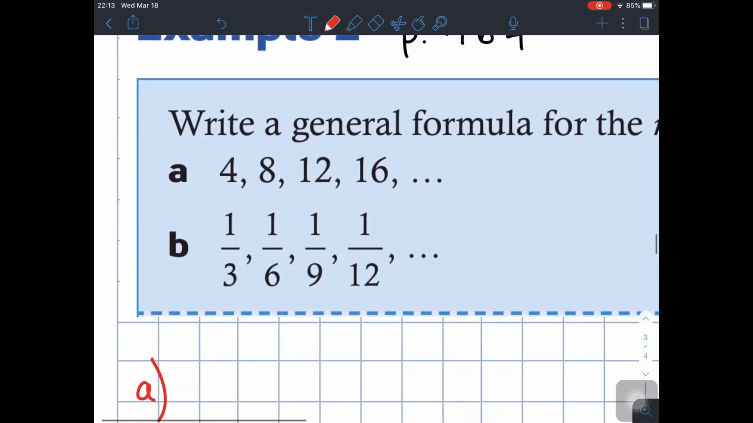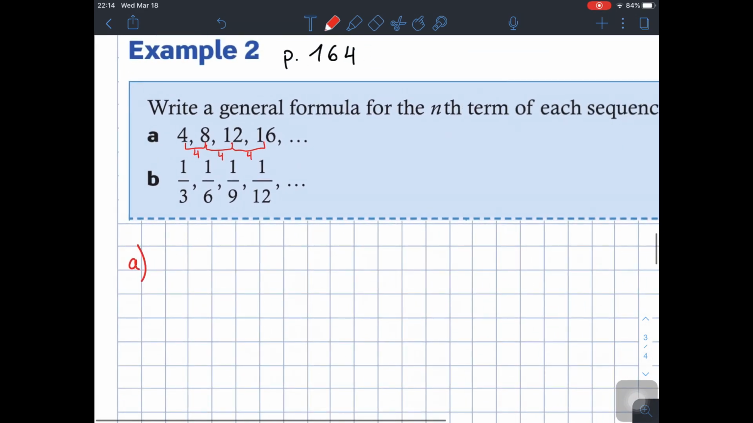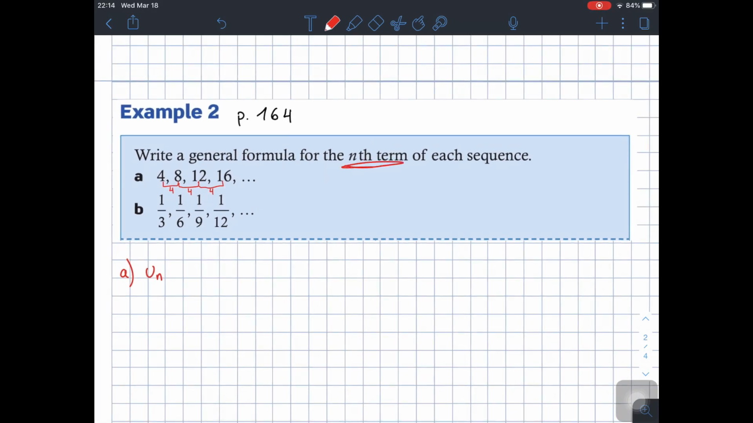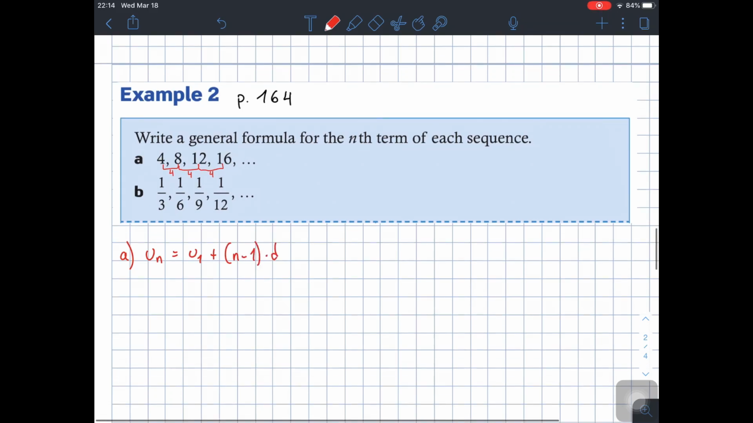If you calculate the difference between the numbers, the difference is 4: 8 minus 4 is 4, 12 minus 8 is 4, 16 minus 12 is 4, and so on. So there's a common difference, right? In this case, we can write that the nth term, which is what we're asked, if you use the formula, would be u1 plus n minus 1 times the common difference. So un equals, the first term is 4, plus n, we're just going to leave it as n because we want to find the nth term, minus 1 times the common difference, which is 4.